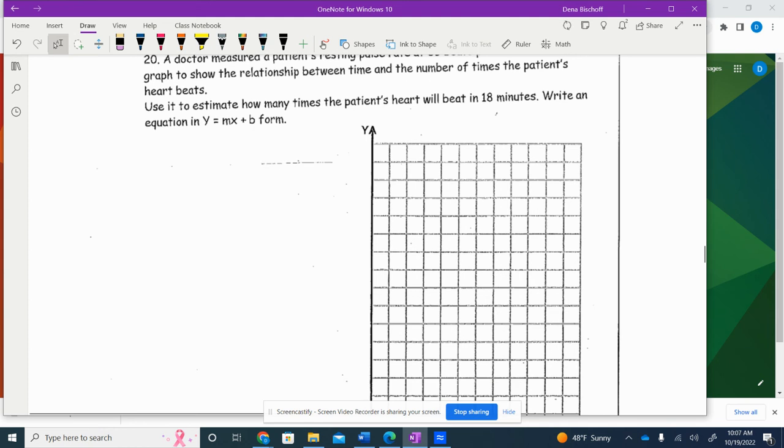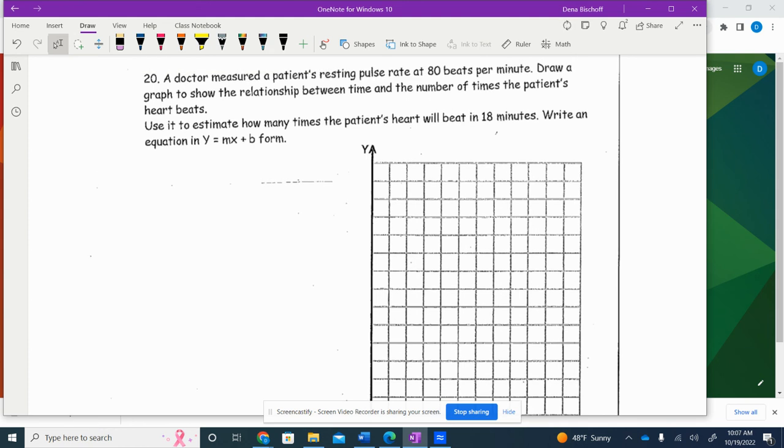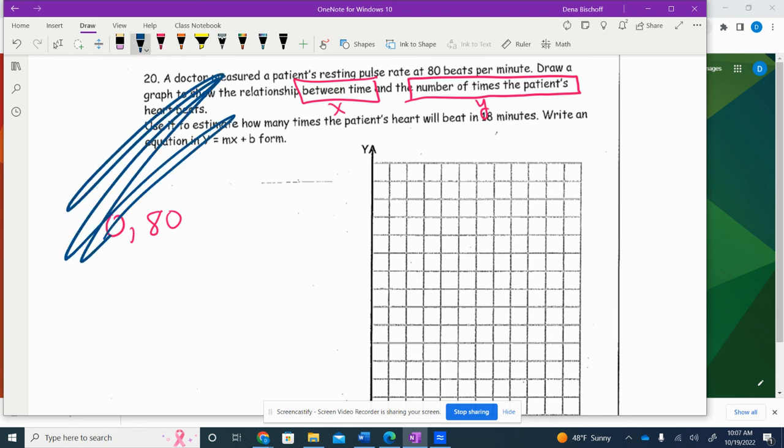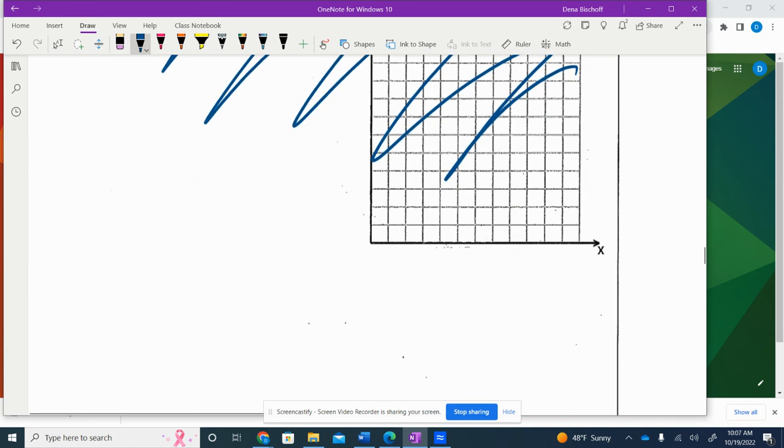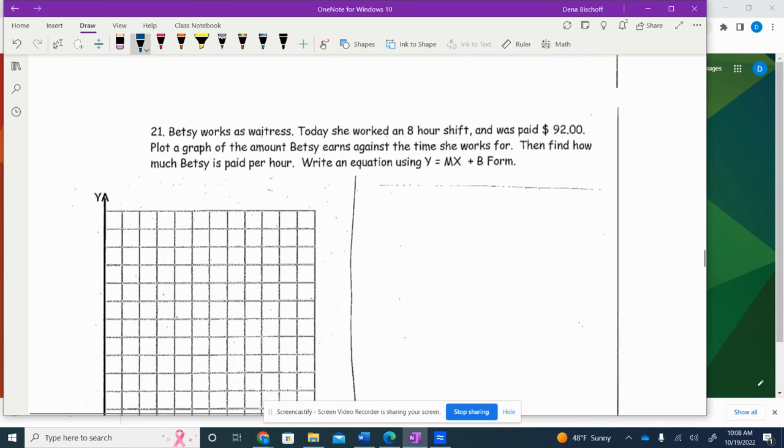A doctor measured a patient's resting heart rate to be 80 beats per minute. Draw a graph to show the relationship between the number of times the patient's heart beat and time. So time is x, this is y. So use it to estimate how many times the patient's heart will beat in 18 minutes. So if their resting heart rate is 80 beats per minute, you know what? I don't like that question. Skip it. Okay. Last one.